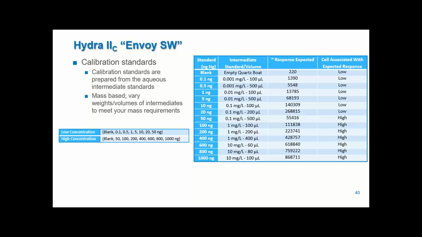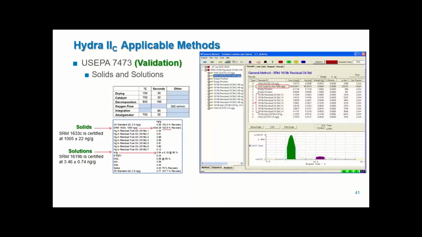Typically our low range is from 0 to 50 nanograms of mercury, and our high range is 50 to 1,000 or 1,500, depending on if you have really high level samples. And I also like to include the blank in the high concentration. I feel like it helps dial in the lower end of that curve.